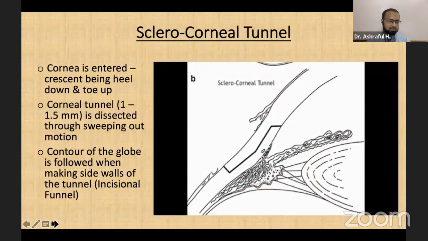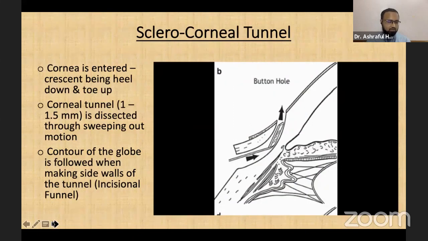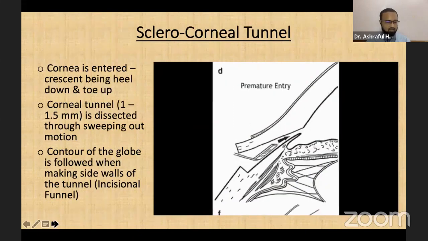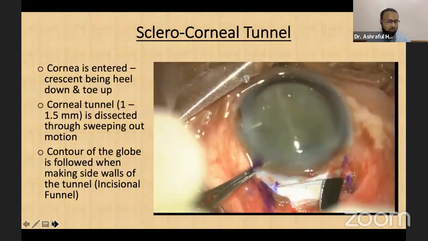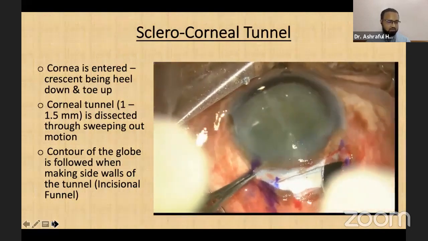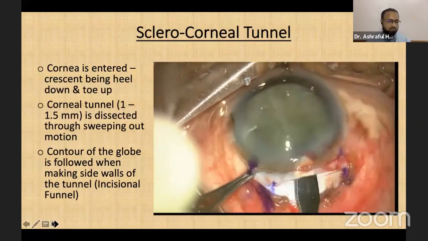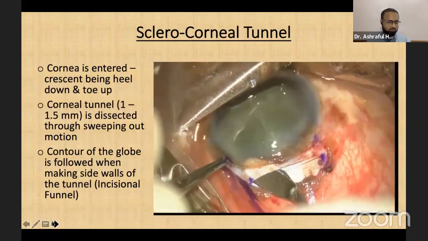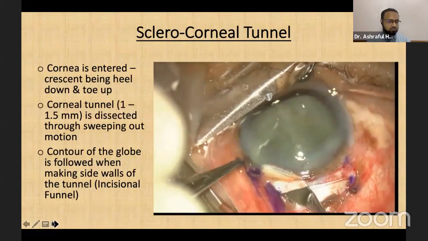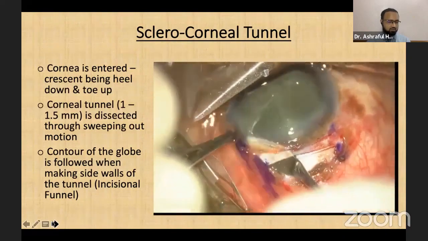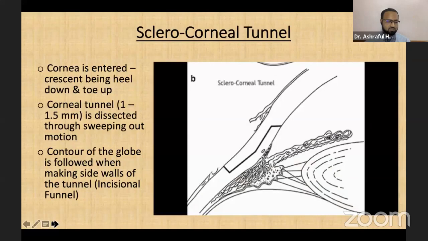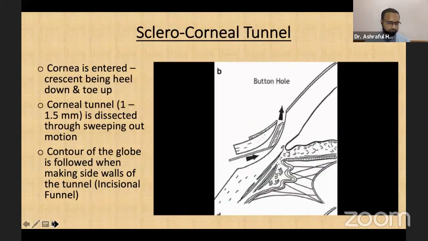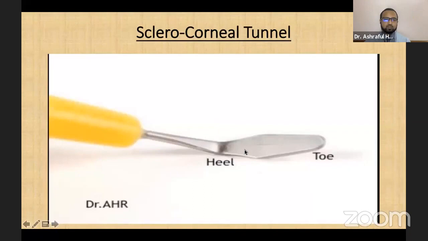As the cornea is steeper than the sclera, entering the cornea needs the crescent to be straight and slightly heel down and toe up. If the heel is not down, it can go as a premature entry, but too far down can lead to a buttonhole. The corneal tunnel is dissected through a sweeping out motion. The side walls of the tunnel are made by following the contour of the globe. For beginners, we need to understand which is the heel and which is the toe of the crescent knife, and keep it in mind at the time of surgery.